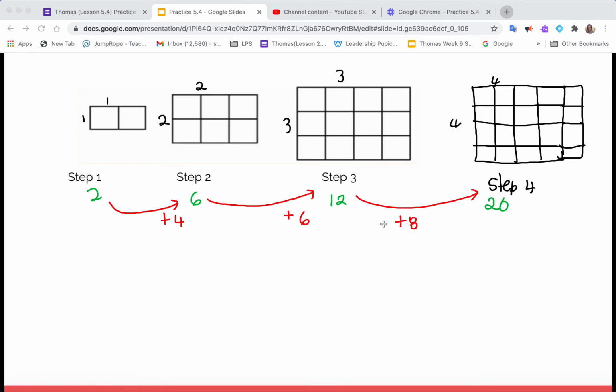8. Now, when I'm looking, there's no constant rate of change, but I notice each time 2 is added to the rate of change, so there's a constant rate at which the rate of change is changing. So from 4 to 6, that's a plus 2. 6 to 8, that's a plus 2. So I know that this is showing quadratic growth.